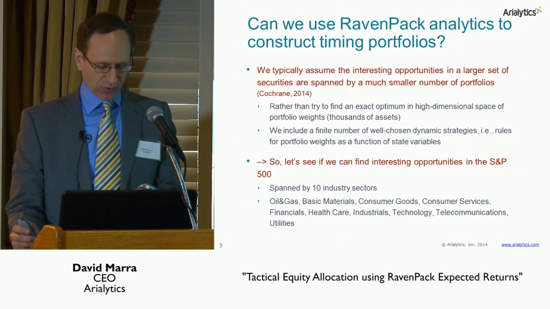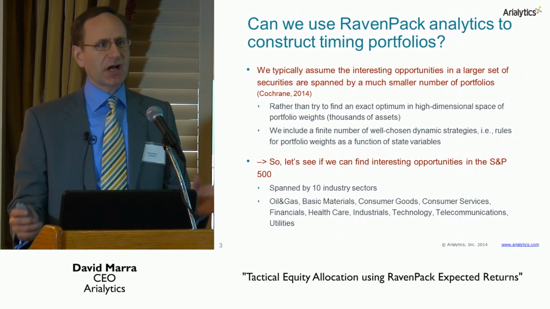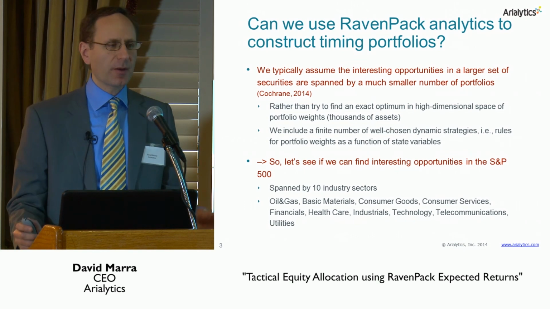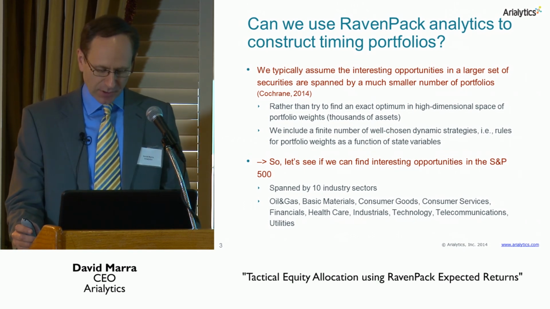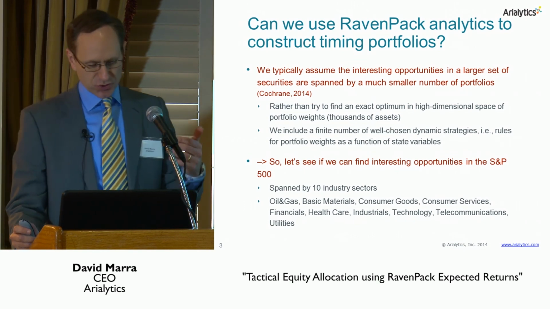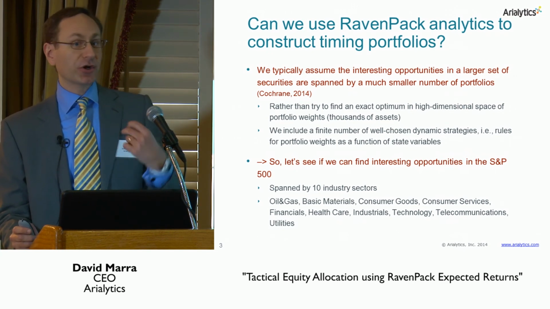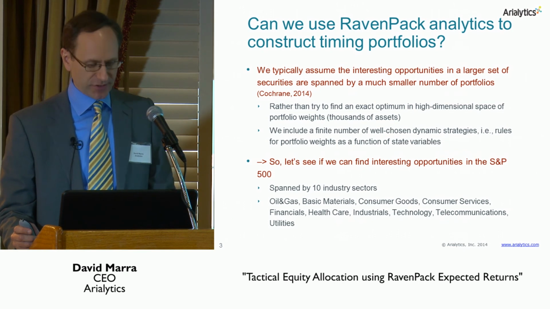And so then rather than trying to find these exact optimums in high dimensional space, we try to find proxies in lower dimensional space. And this is commonly used by practitioners, right? And so what we're going to do is choose a finite number of well-chosen securities, and we're going to create dynamic strategies for those securities.